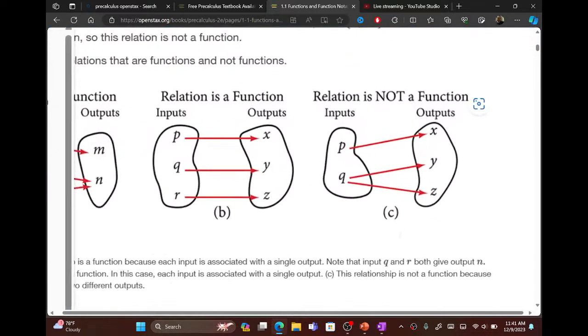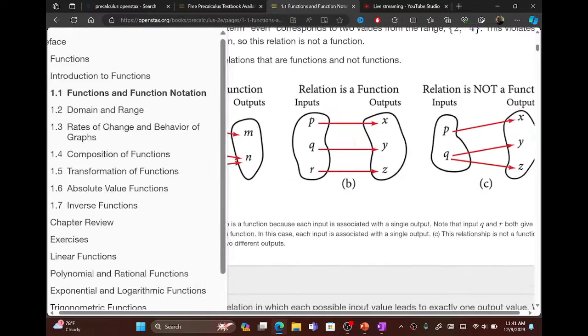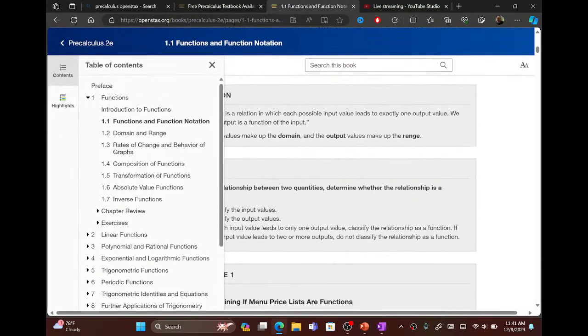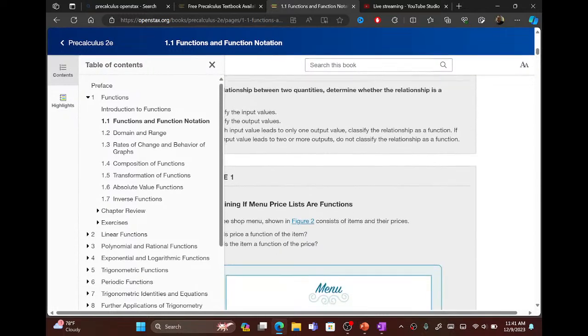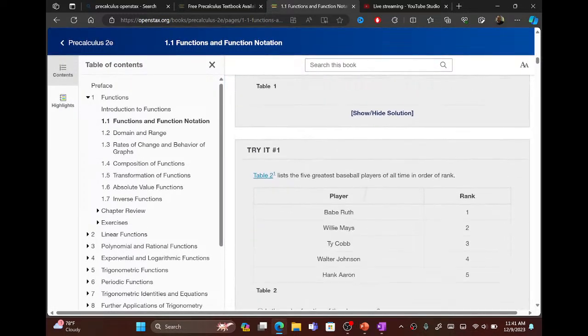But this one is not a function because we can't have one input paired to more than one output. This cannot happen because, like I said, it will not be a function, okay? And that is the idea of the vertical line test, but we're going to go over some examples, and I'm going to go ahead and skip these.